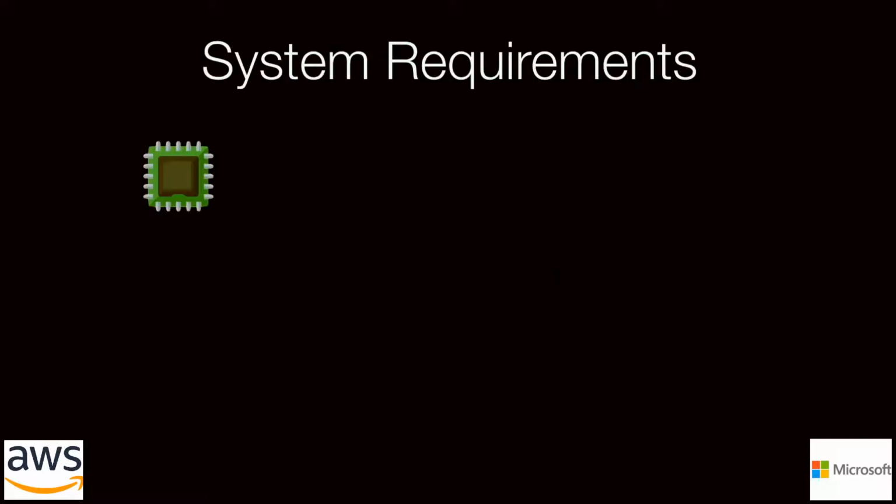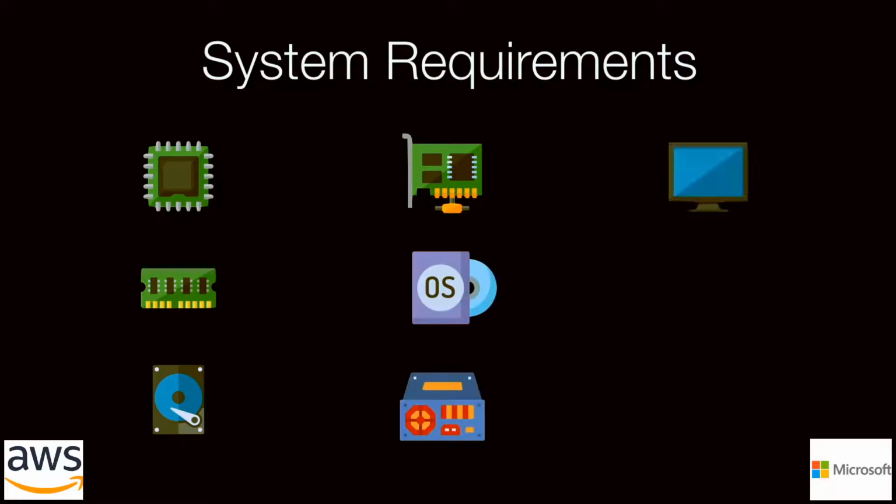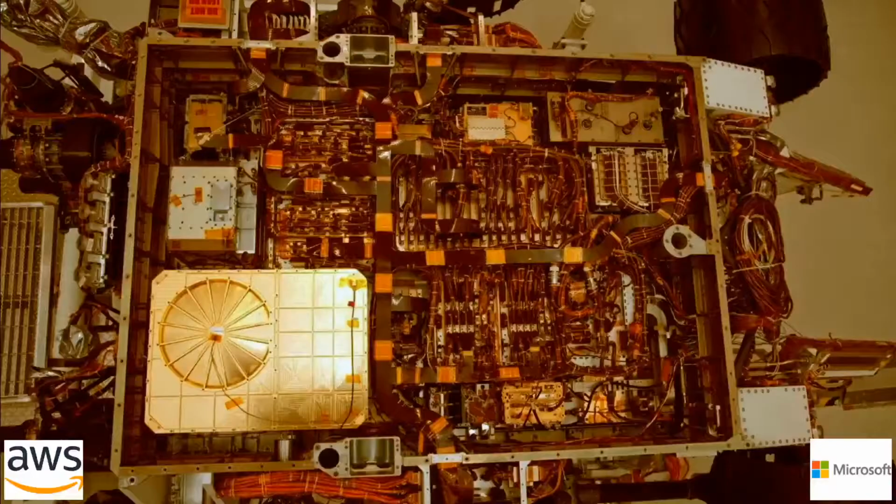Well, we need to consider the CPU, the RAM, some hard disk space, of course, some networking, just to get some software on there, of course, what type of OS it's running, some power, and maybe a display, some sound, and a keyboard and mouse. So let's take a look inside. And this is what Curiosity looks like when you pop the hood open.